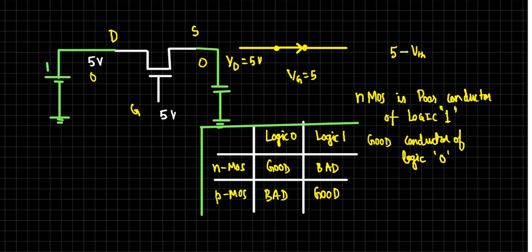Jo jis kaam mein sahi hai, uska istemal karo. Kaun kis kaam mein sahi hai? PMOS is good at conducting logic 1, NMOS is good at conducting logic 0. Let's make use of both of them. One to conduct logic 0, another to conduct logic 1, and that is how a CMOS is designed. It's called a complementary MOSFET. Complementary in the sense it includes both the MOSFETs, PMOS and NMOS, and when one is on, another is off, and vice versa. The operation complements each other.